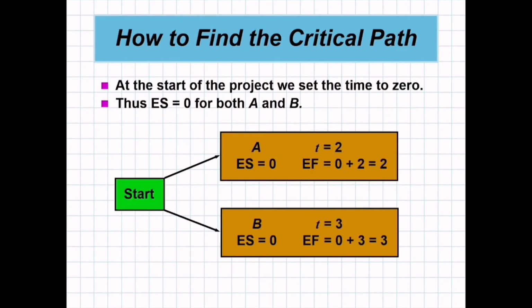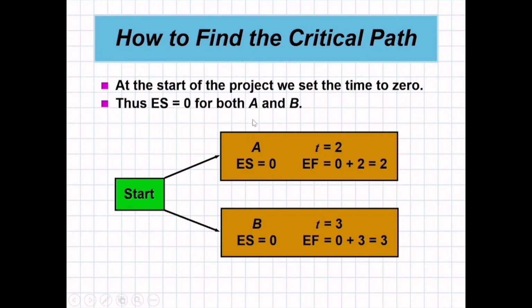So at the start of the project, we set the time to 0, right? Earliest start 0. Because we have no predecessors yet, we can start at 0 since it is the start. So since A and B can be done together.